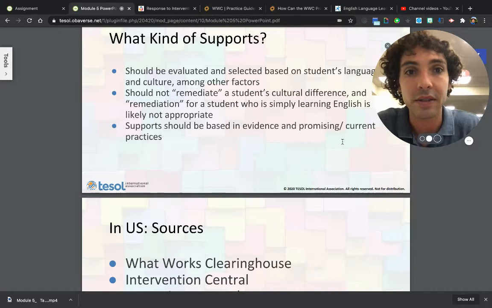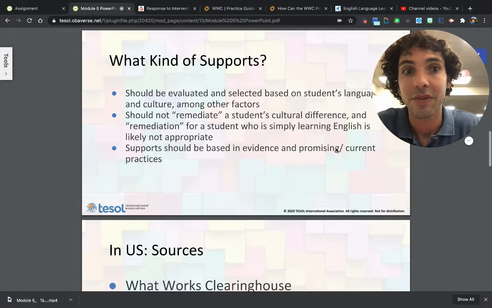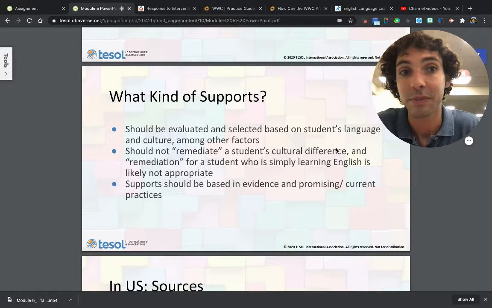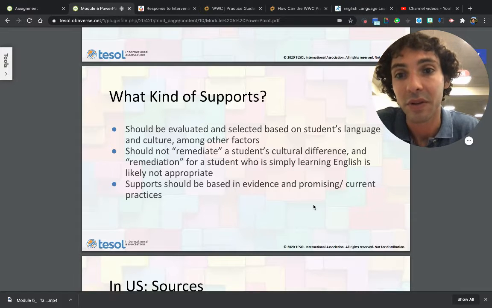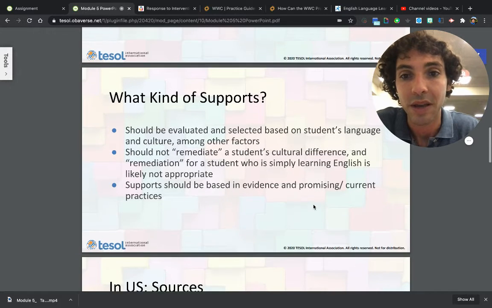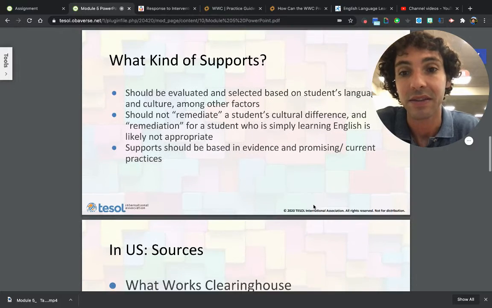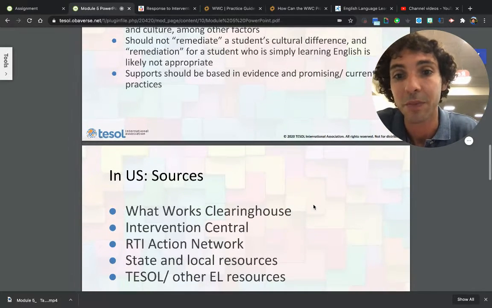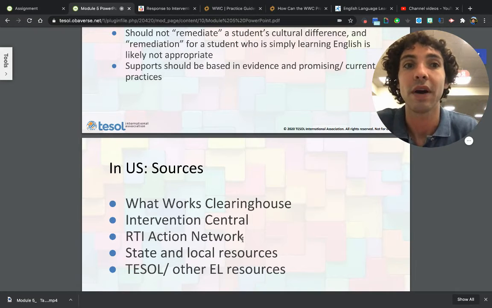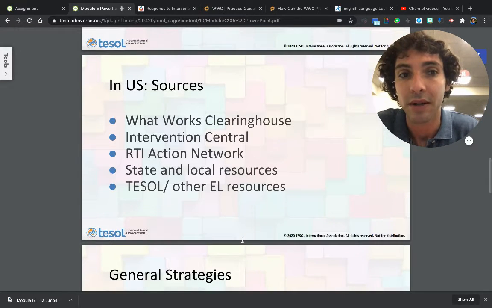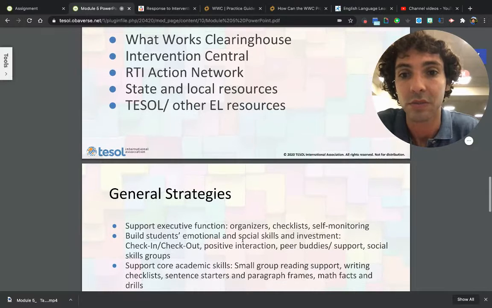So to realize that, students' background and their language should be considered, and we shouldn't just say because a student can't speak in English, they have a disability, of course. So it should be evidence-based practices, and that's exactly what the resources are giving you. And these are specific links and resources that you can use to find evidence-based practices for assessing students with disabilities.